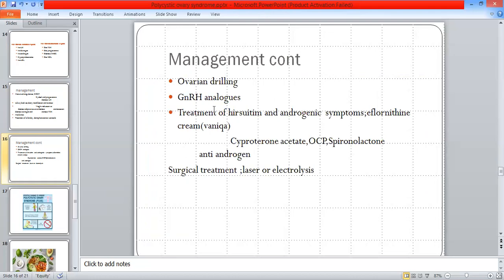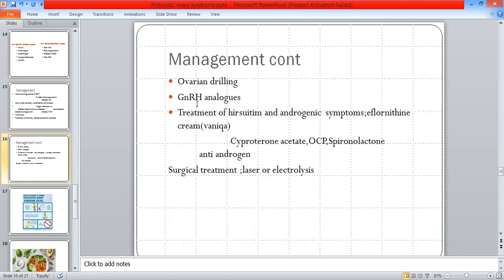The other thing is ovarian drilling. Ovarian drilling is basically, as I have told you, there is an ultrasound criteria for the polycystic ovary. When there are multiple cysts or small follicles in the ovary and they are not responding to medication, then during laparotomy or laparoscopic surgery we perform ovarian drilling. Ovarian drilling is basically making small holes, small cuts in the cysts present in the ovary with cautery or with a needle prick. So this is called ovarian drilling.